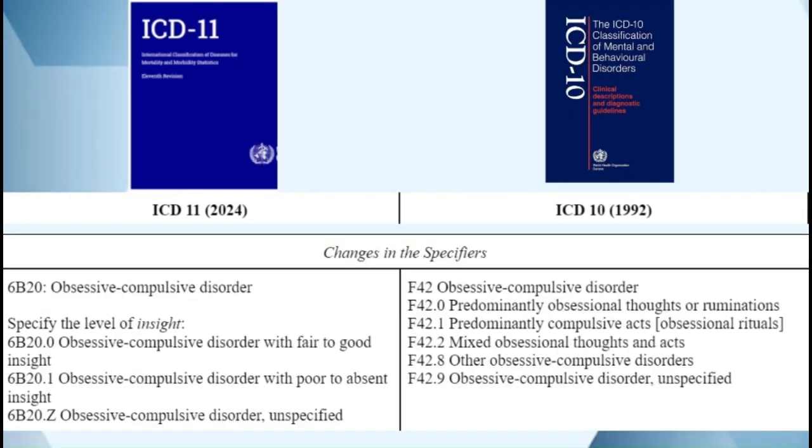Another major change that has taken place in comparison to ICD 11: earlier in ICD 10, we had F42 predominantly obsessive thoughts, F42.1 predominantly compulsive acts, or if both of them are present, then F42.2 mixed obsessional thoughts and acts. While in ICD 11, they have replaced it with the level of insight. Obsessive compulsive disorder with fair or good insight is there, otherwise poor to absent, and the last category is unspecified.